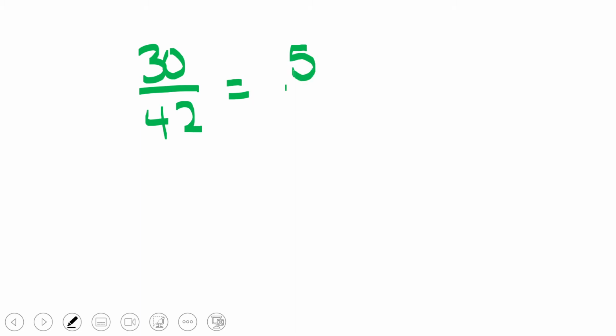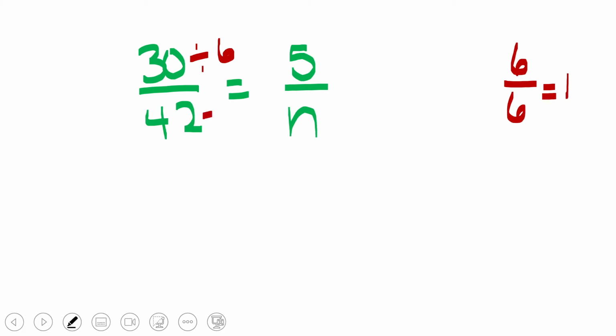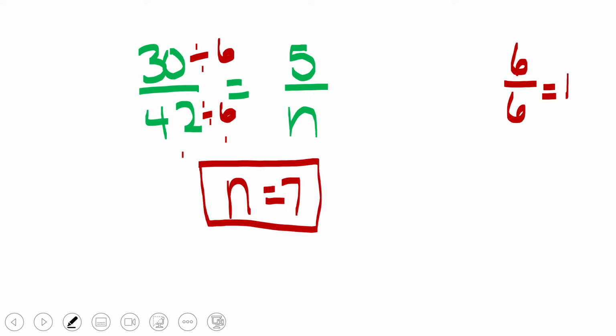Another example, 30/42 equals 5 over n. Here we notice to get from 30 to 5 we divide. We need to divide by 6. 30 divided by 6 is 5. 6 over 6 equals 1. Whatever we divide the numerator by in value is what we need to also divide the denominator by. 42 divided by 6 equals 7. So our variable n equals 7.